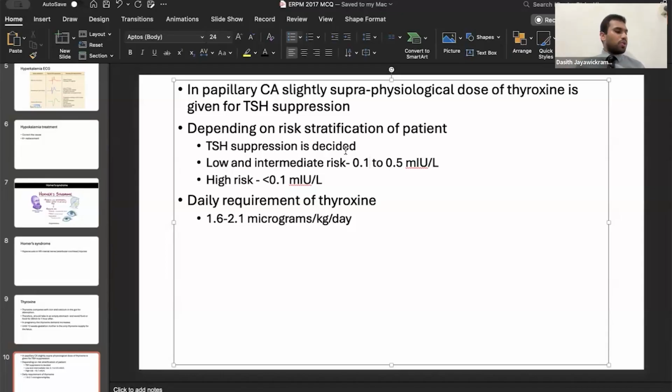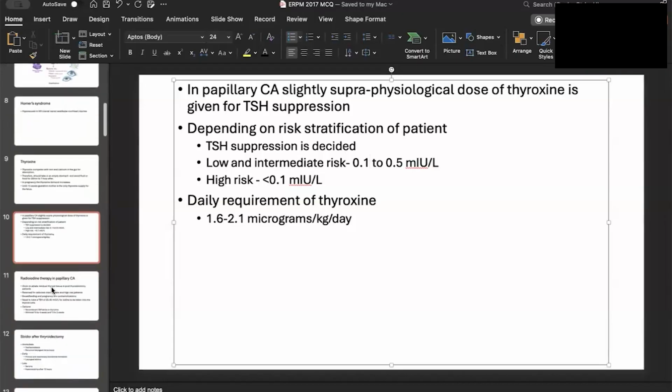All right. So that is why it is stopped before 3 weeks of radioiodine therapy. True, it should be stopped at least 4 weeks before iodine therapy. Okay. So yes, it is true. Okay. Did you understand? Yes, sir. Okay.